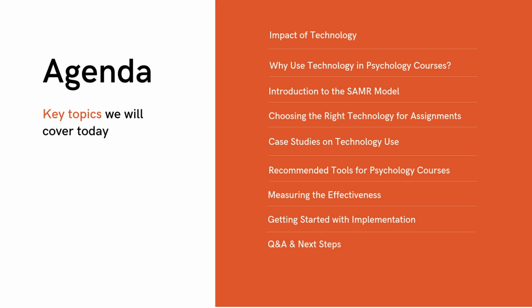Here's a quick look at our agenda. We're going to talk about the impact of technology, why use it in the first place. We're going to look at an introduction to the SAMR model, talk about choosing the right technology for assignments. Briefly, we're going to speak about case studies on technology use, talk about some recommended tools for your courses, measuring effectiveness, getting started with implementation, and then we'll talk about next steps.